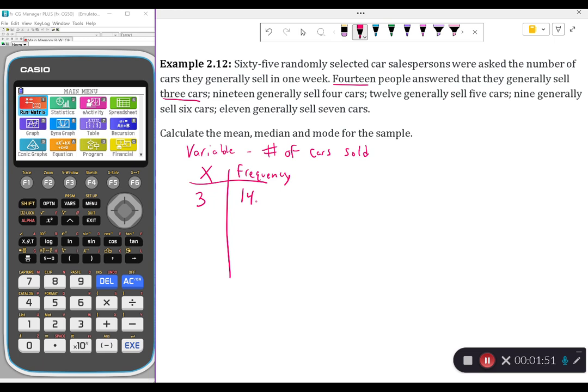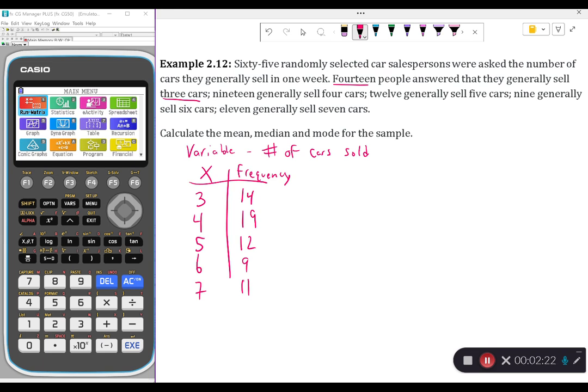So we'll just make this table based off of this. The next part of the sentence says that 19 people generally sell 4 cars, so 4 cars were sold by 19 people. 5 cars were sold by 12 people. 6 cars were sold by 9 people, and 7 cars were sold by 11 people. So now we have our variable, number of cars sold, along with the frequency.